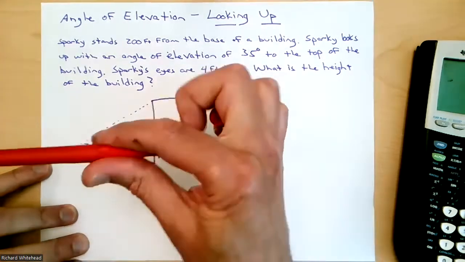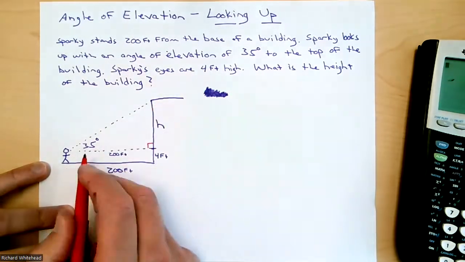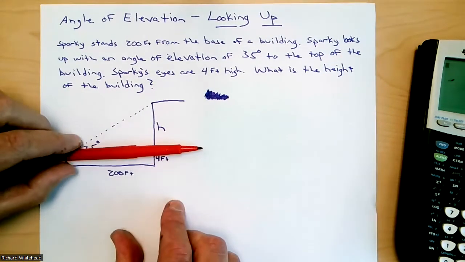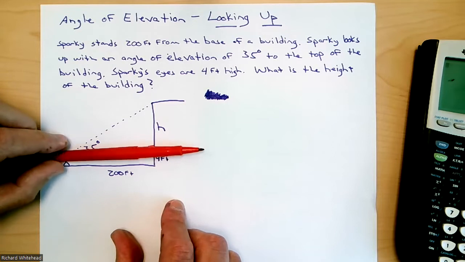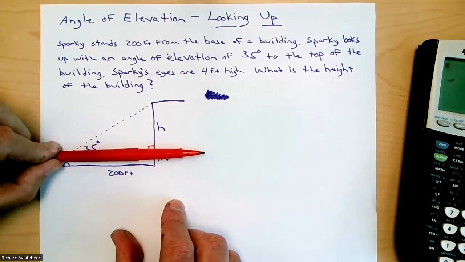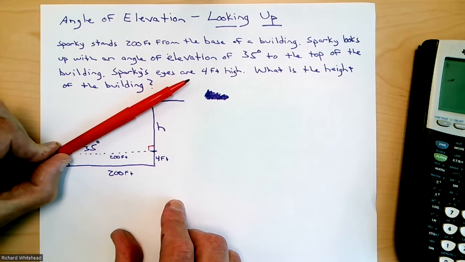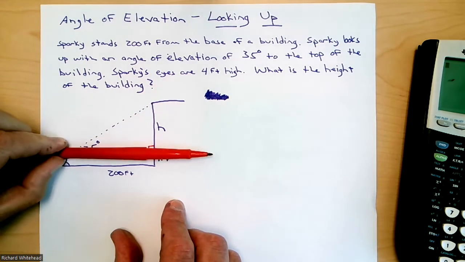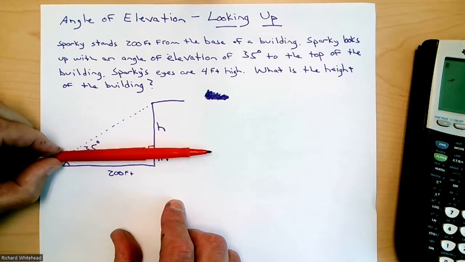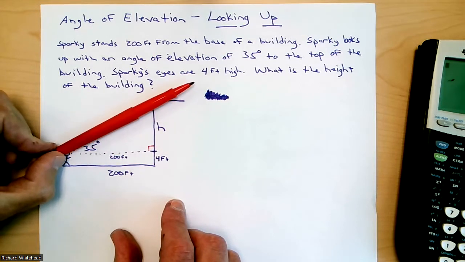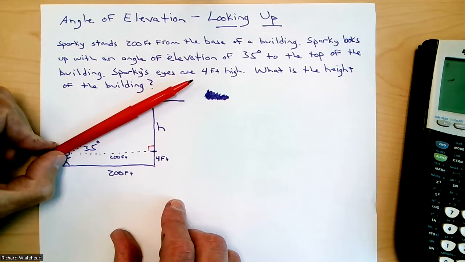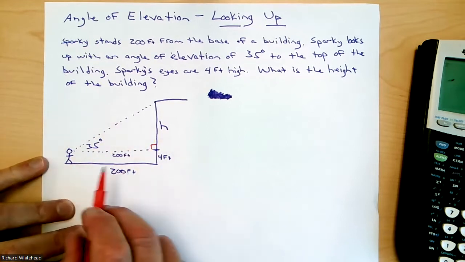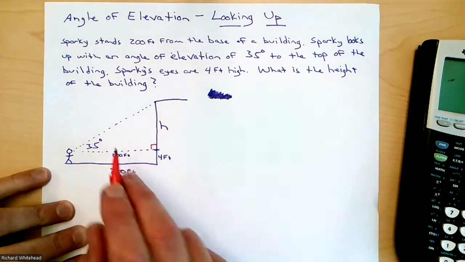So he looks up, and the angle of elevation of looking up, because you think about it, Sparky's line of sight is straight ahead. If he's looking straight ahead, and then looking up, his line of sight is now up 35 degrees. So straight ahead, 0 degrees, line of sight, turns to look up. So 35 degrees is now his line of sight. So he looks up, he's got a 35-degree building. Sparky's 4 feet tall. What's the height of the building?